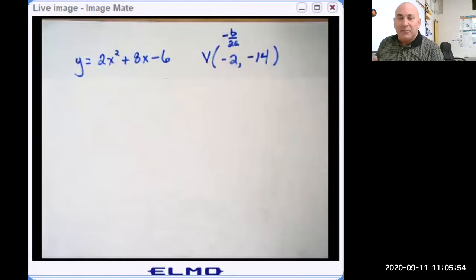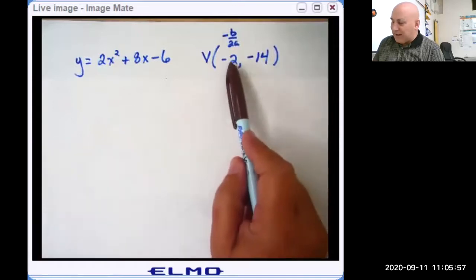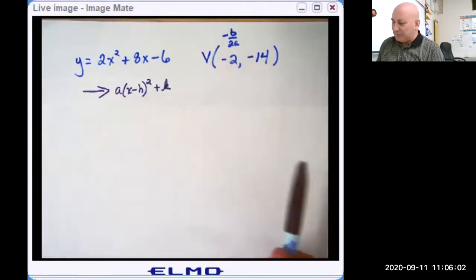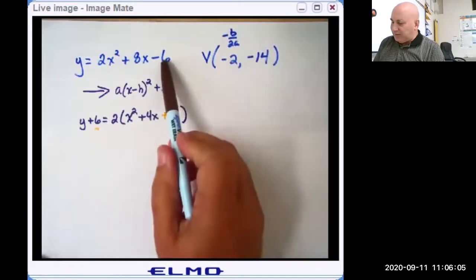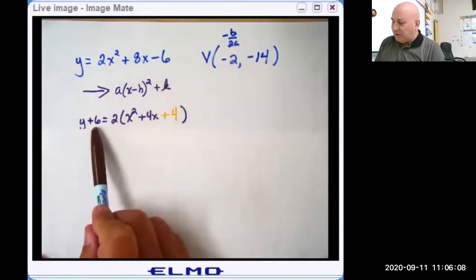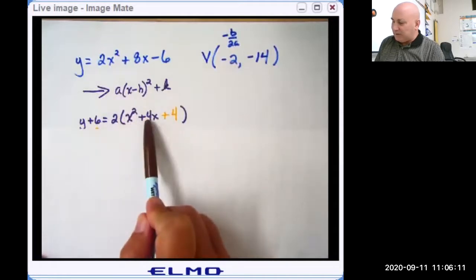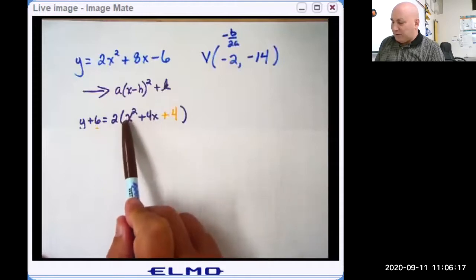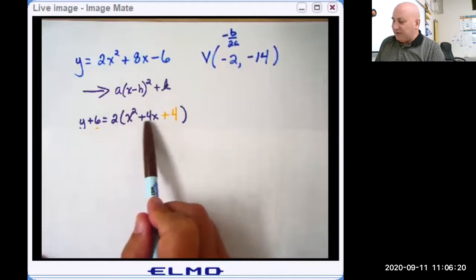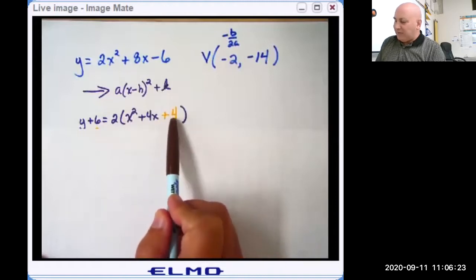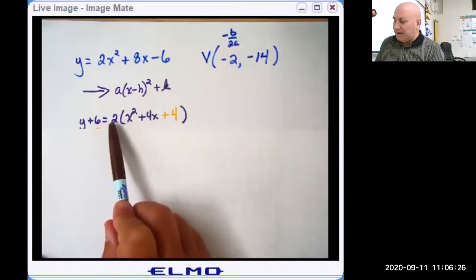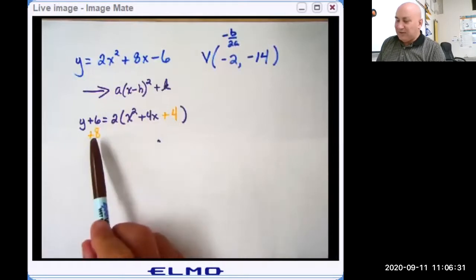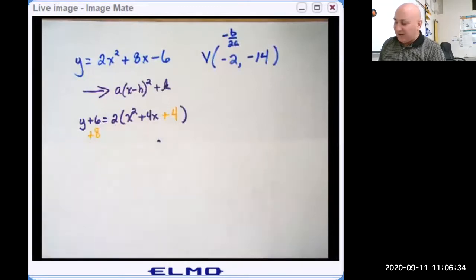Let's complete the square, and we should get the same h, k values. So we want to write it in this format. So what we'll do is we'll bring this 6 to the other side of the equation, and we'll factor a 2 out of what's left. Now, to complete the square, you need a 1 x squared here, which we have inside the parentheses. You take half of this term and square it. So I added 4 in here, but on this side of the equal sign, I added 2 times 4, which is 8. So I have to add 8 to this side of the equal sign to keep it balanced.